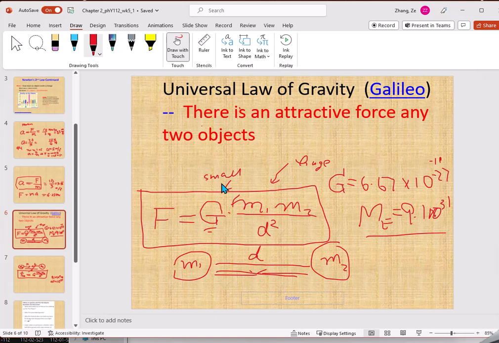Alright, so remember, I will ask you the question, what is the universal law of gravity? And here is the answer.